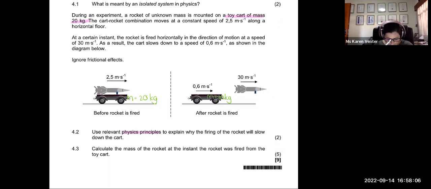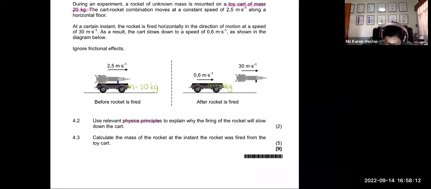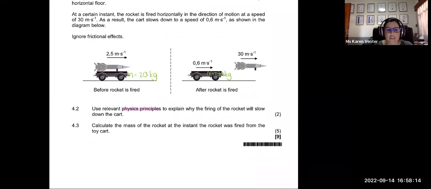Okay. Next up, calculate the mass of the rocket at the instant the rocket was fired from the toy cart. So we need to determine the mass of the rocket. What do we know? We know that the sum of the momentum before the rocket is fired will be equal to the sum of the momentum afterwards. Remember now, I'm not referring to the change in momentum, I'm referring to the sum of the momentum.